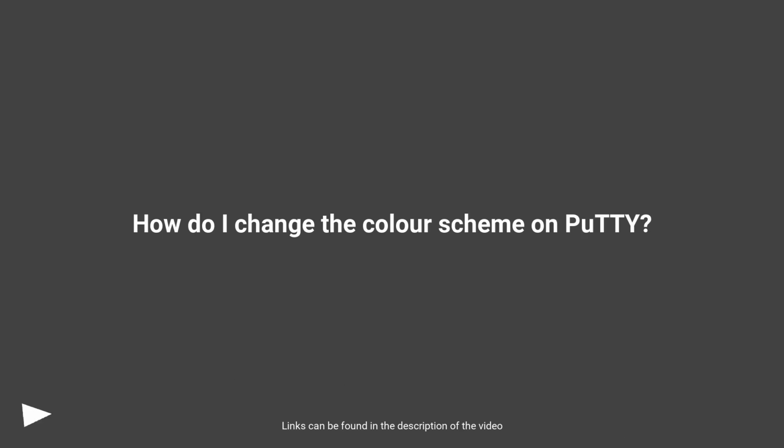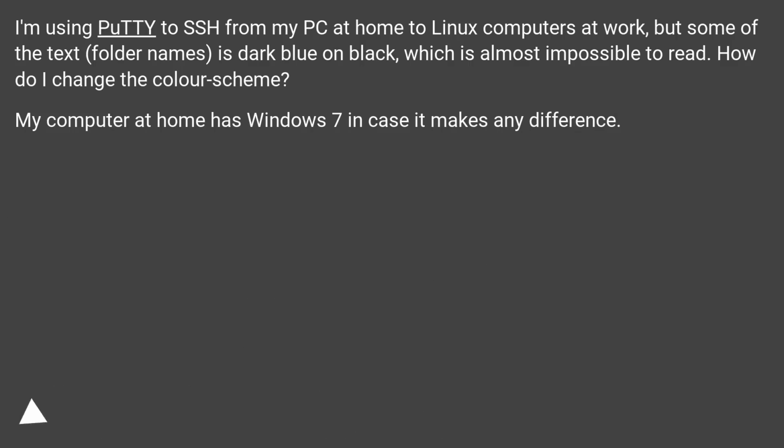How do I change the color scheme on PuTTY? I'm using PuTTY to SSH from my PC at home to Linux computers at work, but some of the text, folder names, is dark blue on black, which is almost impossible to read. How do I change the color scheme? My computer at home has Windows 7 in case it makes any difference.